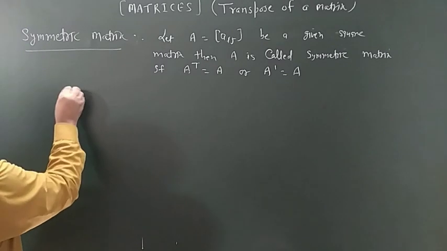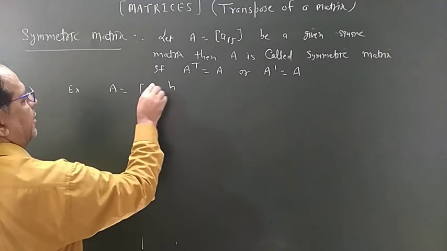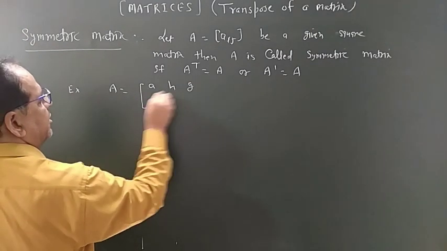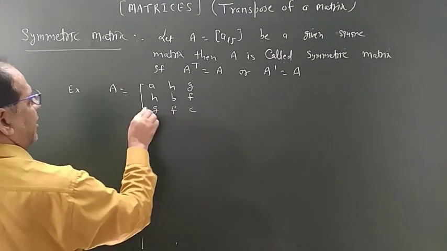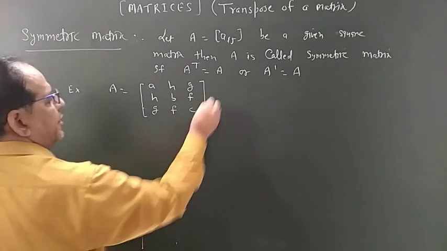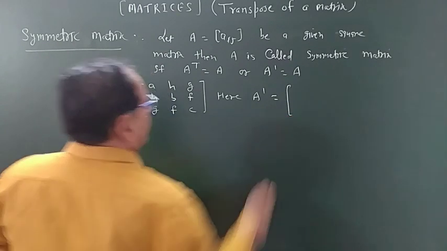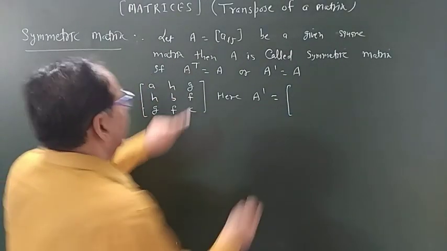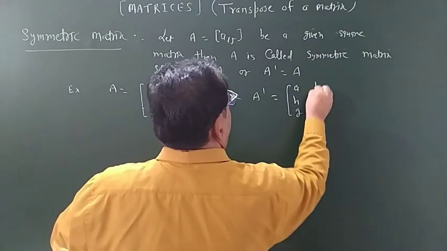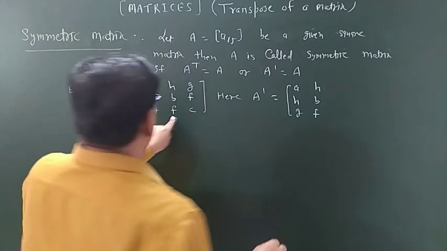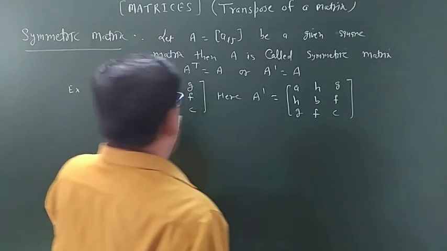For example, A equal to A H G, H B F, G F C. I am taking one example. Here A dash, that means we want to interchange the row and column. So row AHG becomes column AHG, HBF becomes column HBF, GFC becomes column GFC. This is again A.